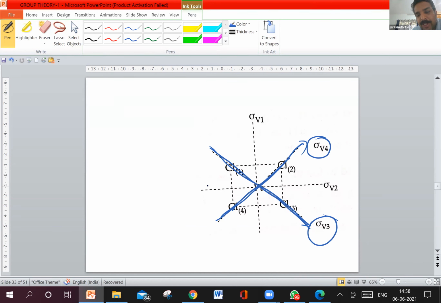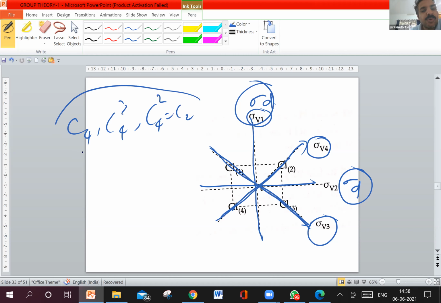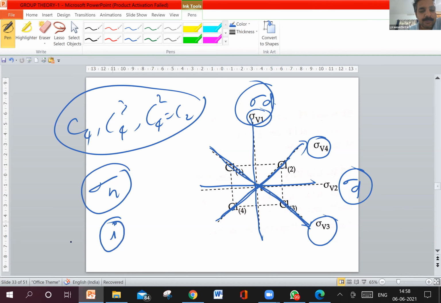Another two planes, this one and this one, are actually sigma D. We can call them sigma D planes, dihedral planes. These two sigma D planes belong to a separate class. And C4 and C4 cubed belong to a separate class, and the other C4 squared, that is C2, is separate. And sigma H, as we already said, is a separate class, and I is in a separate class.